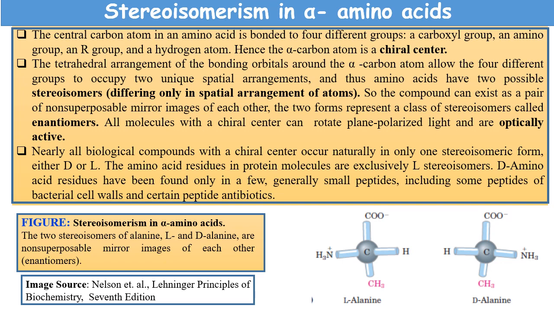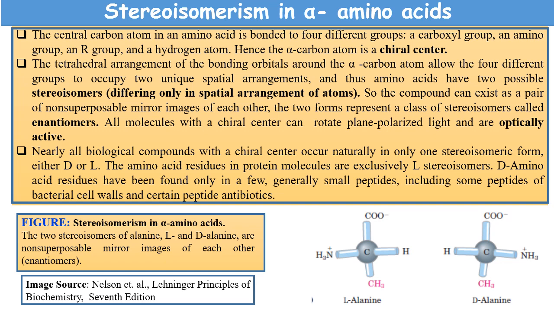Here in the figure, you can see there is stereoisomerism in alpha amino acids. The 2 stereoisomers of alanine, that is L and D-alanine, are shown, and they are non-superimposable mirror images of each other, or they are enantiomers.